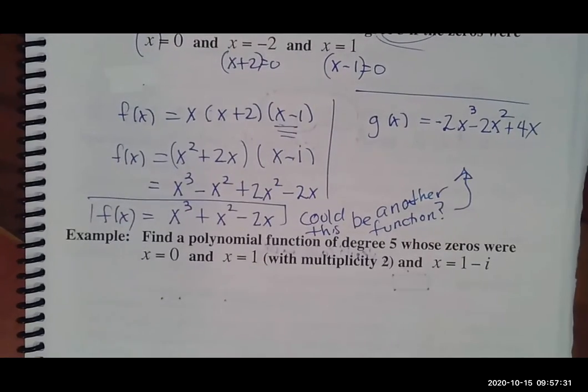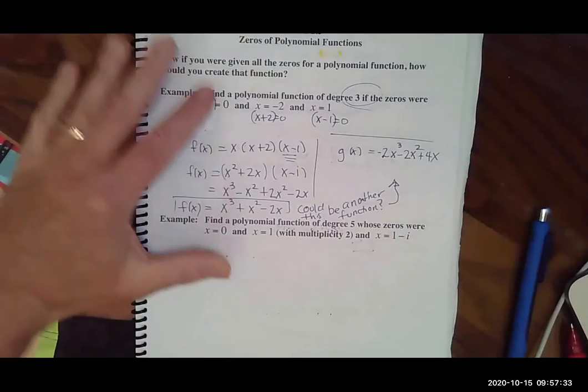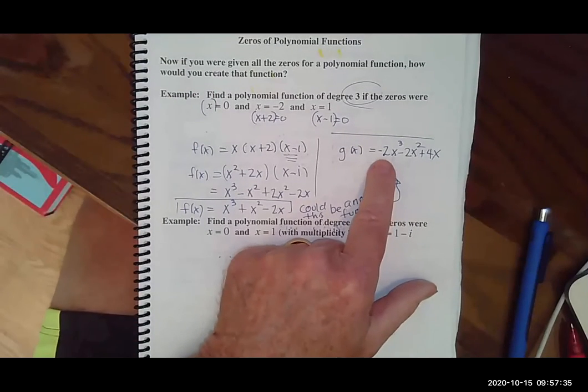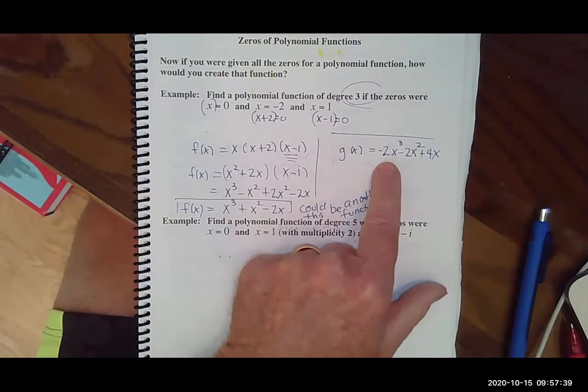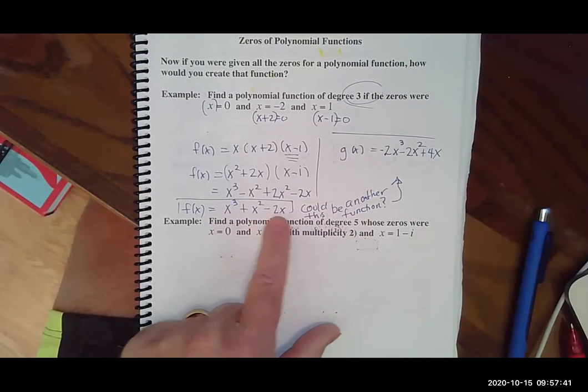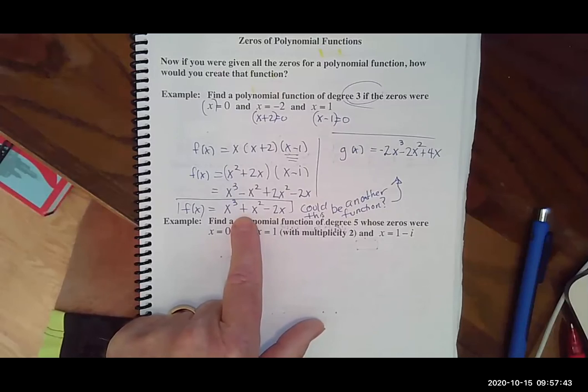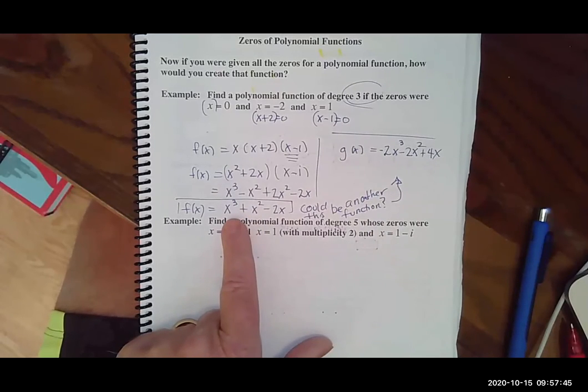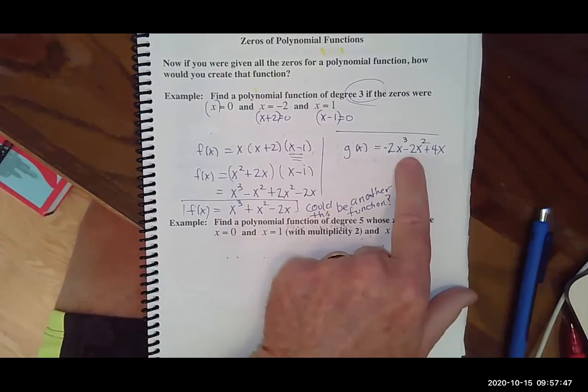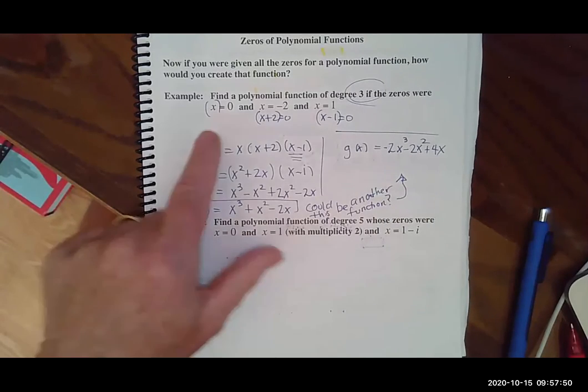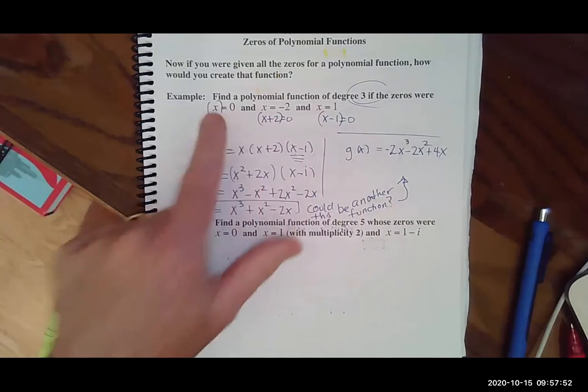So the thing is, you can have infinitely many functions. The numerical coefficient of the leading term could be any number you want. You just have to remember to multiply it through all of it. All of them had to be multiplied by -2 to get a function that satisfies the 0 conditions.